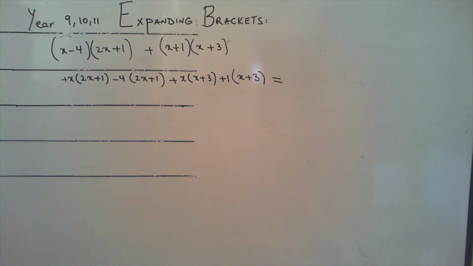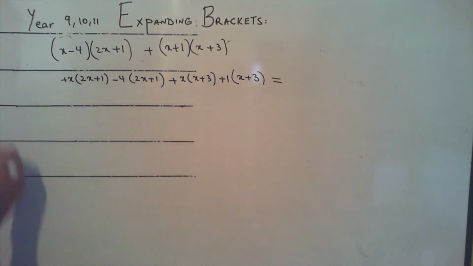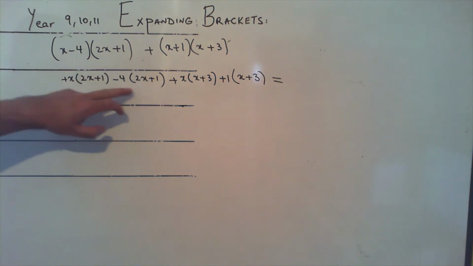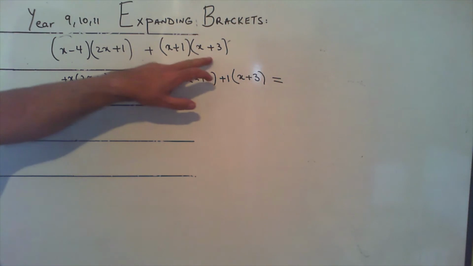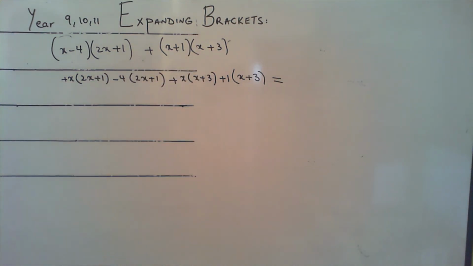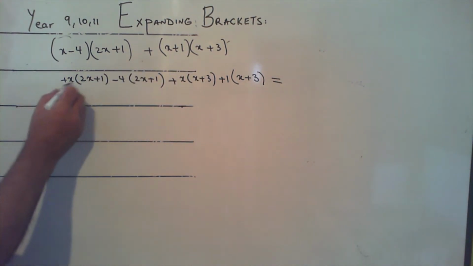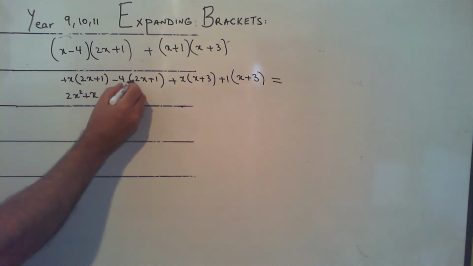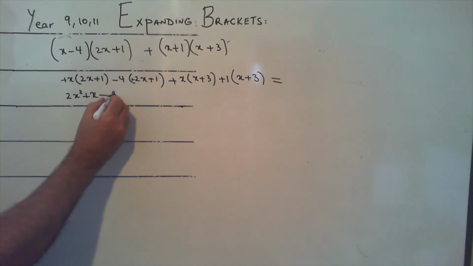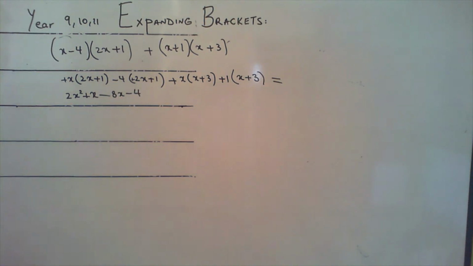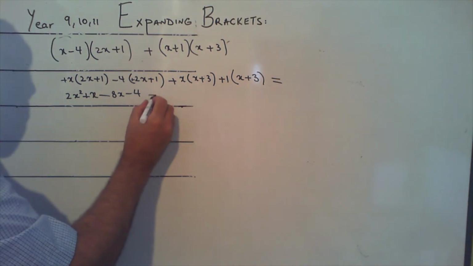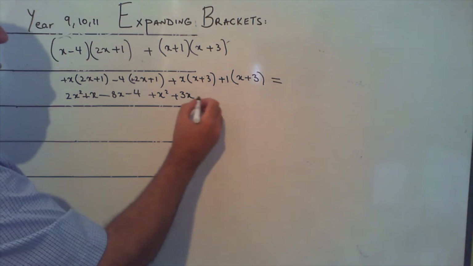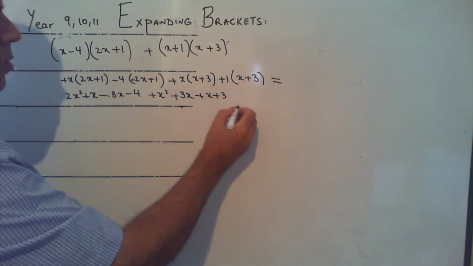Okay, so this time we have 2 of them, but we follow the same rules. We put the first term times the second bracket, second term times the second bracket. Similarly, first term, second bracket, second term, second bracket. I'm just expanding now. This is easy. Plus times plus is 2x squared plus x. Minus times plus is minus 8x minus 4. And this one is plus times plus, so therefore plus x squared plus 3x. The last one is plus, so it stays the same thing. Multiplying 1 to those brackets. Okay?